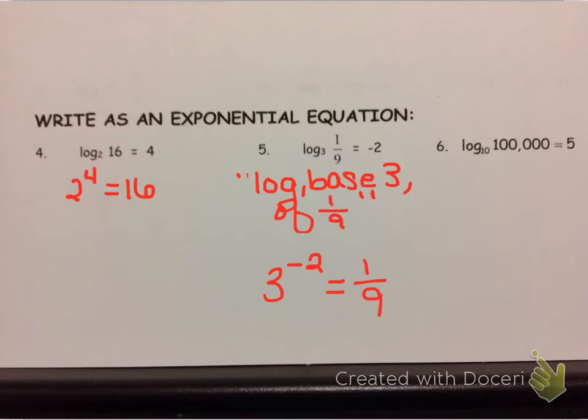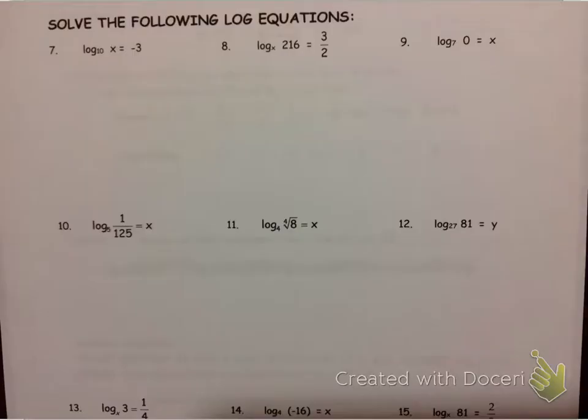Okay, so by default, number 6 would be 10 to the power of 5 is 100,000. Going back and forth between those forms allows you to do quite a bit of the solving in this unit. So you're going to have a couple of different situations that arise.